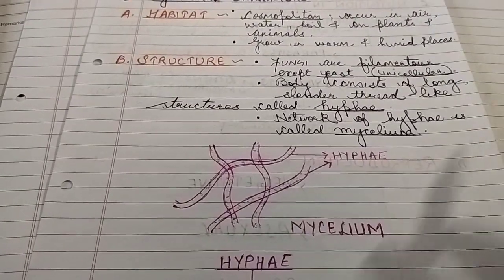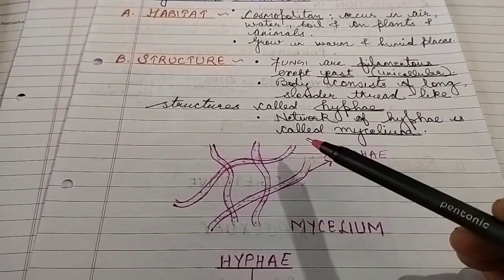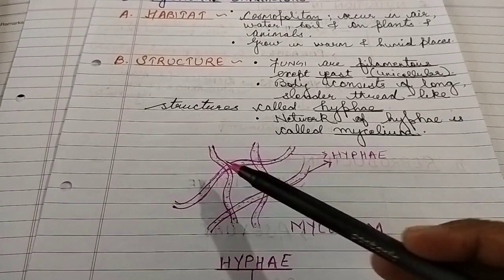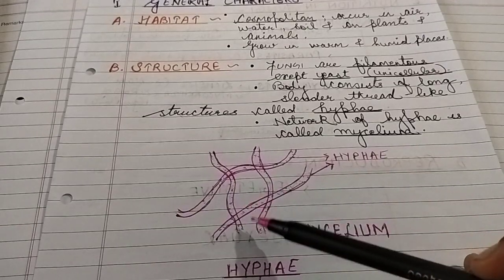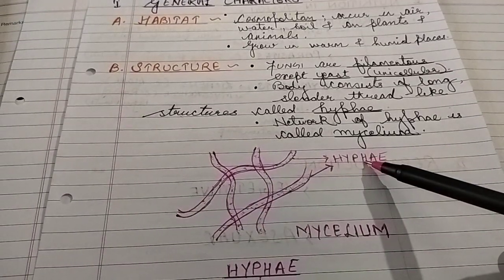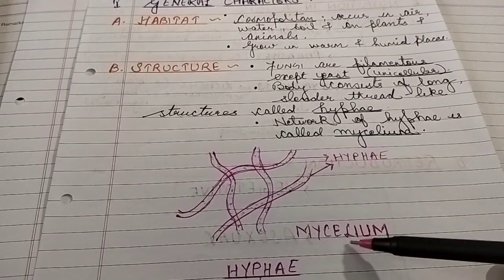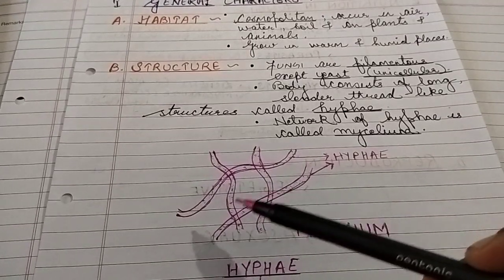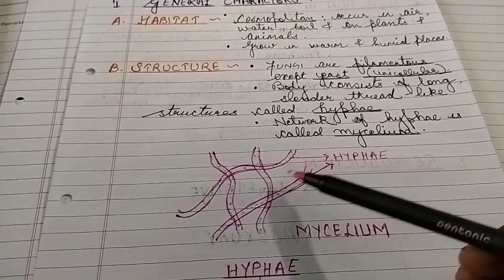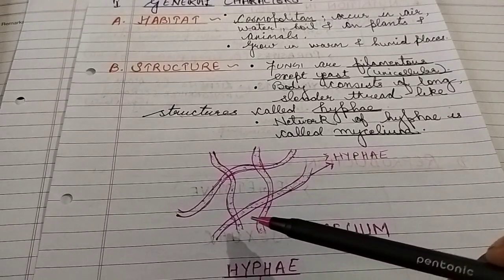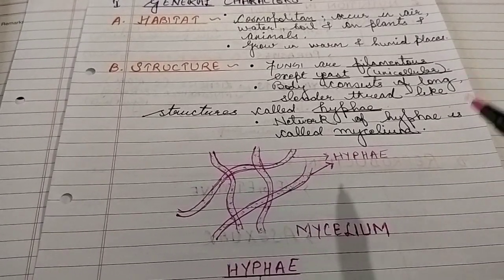See the diagram. These are the long, slender, thread-like structures which form the filamentous body of the fungi. And these structures are called hyphae. A network of hyphae is known as mycelium. Mycelium is what? A network of hyphae. So this is the structure of fungi. Fungi is filamentous in nature. It exhibits long thread-like structures called hyphae, and a network of many hyphae forms mycelium.